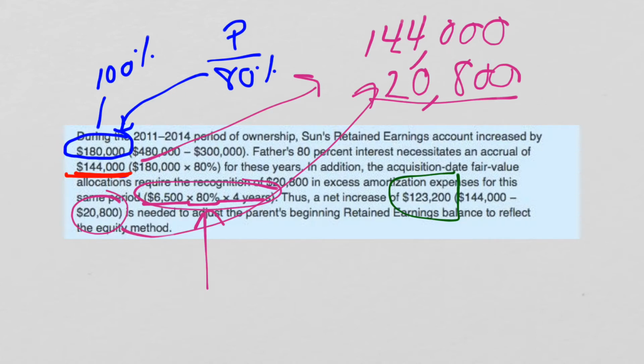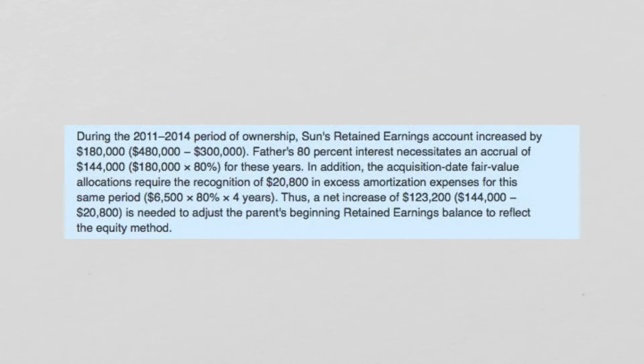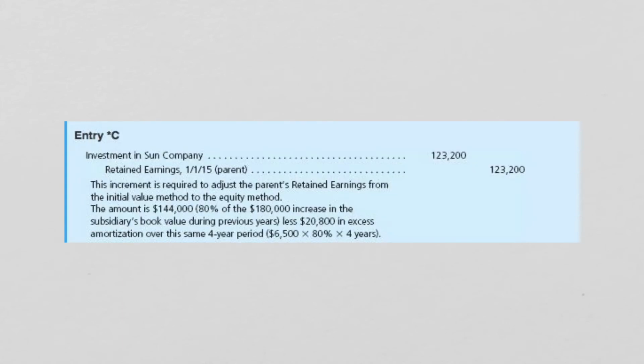All you did here, I'm going to make some room so you can read it on your own, was figure out what the investment account would have been had the equity method been followed for the 4 years leading up to 1/1/15. And that allows them to do the first entry for the consolidation, which is here.